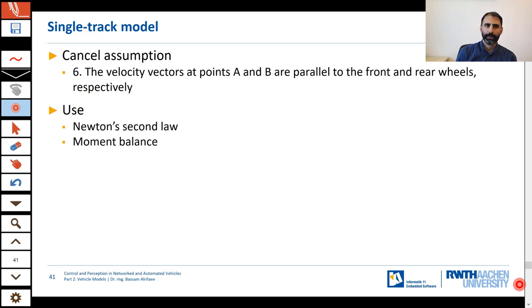And even here, we could also assume in a first step that the side slip of the tires is small to get a more detailed model than the kinematic model, but not a very detailed model with forces. And in a next step, we could cancel also this assumption that the angle is small and have a more detailed model. So the model gets very fast, more and more complicated.